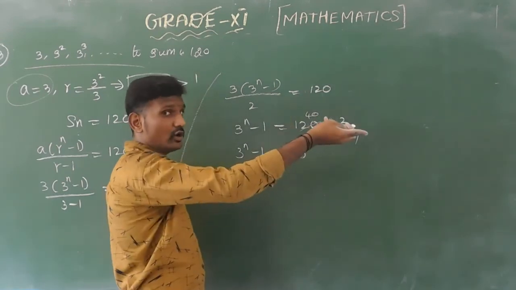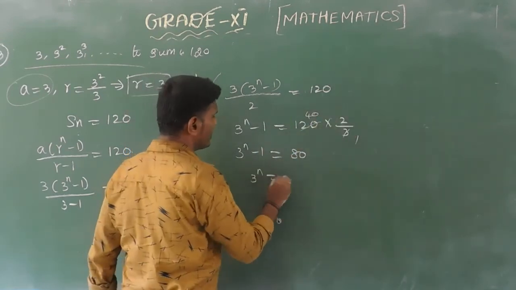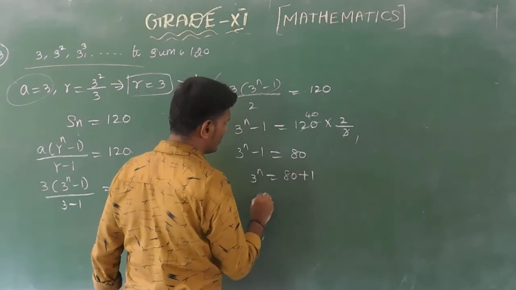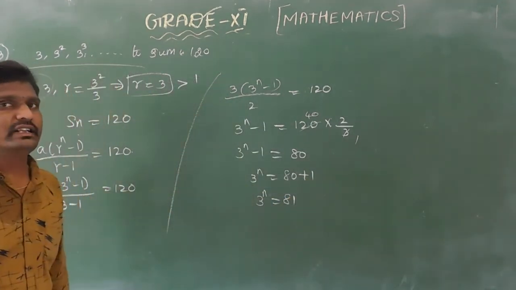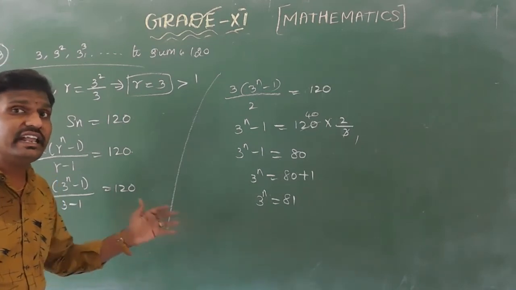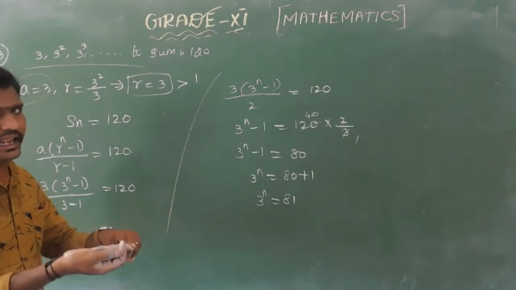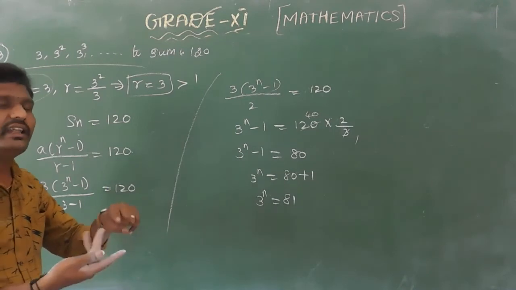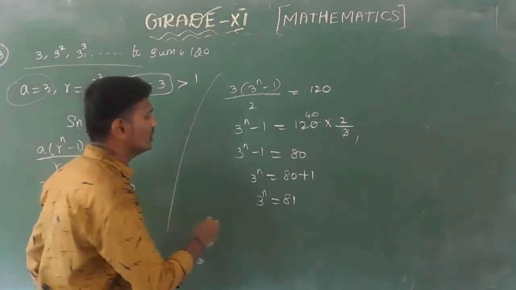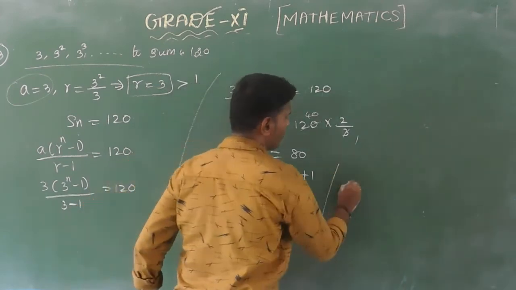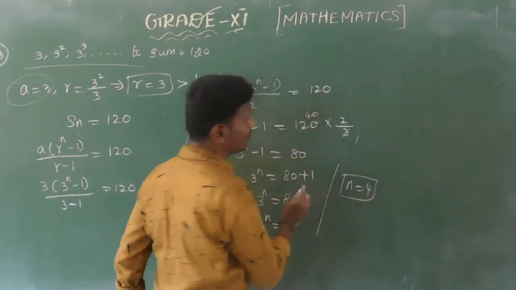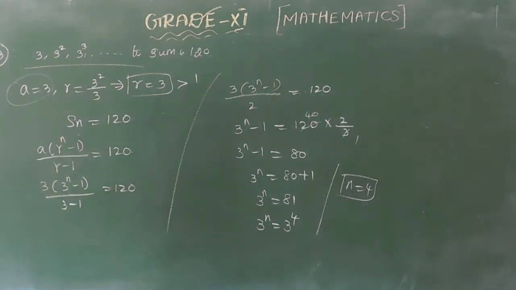Then minus 1 we want to move that side. 3 power n equal to 80 plus 1. So 3 power n equal to 81. Shall we take the powers of 3 in 81? 3 3 is 9, 9 3 is 27, and 27 3 is 81. So that is 3 power n equal to 3 power 4. So the value of n is equal to 4. The value of n is 4.